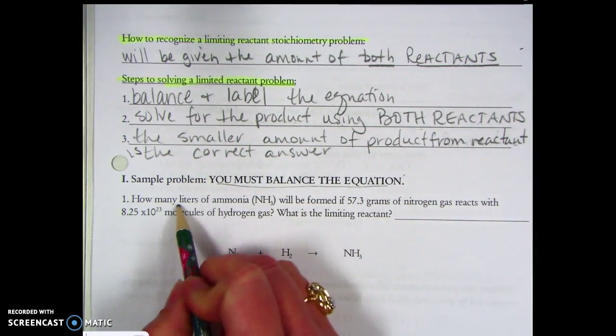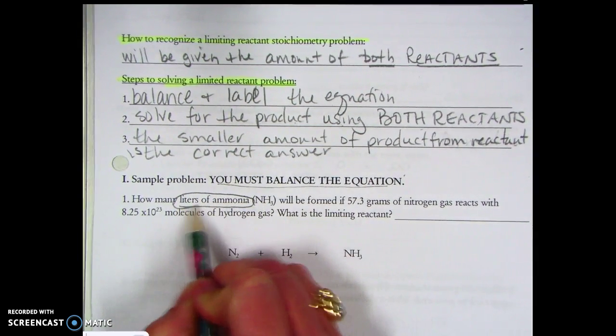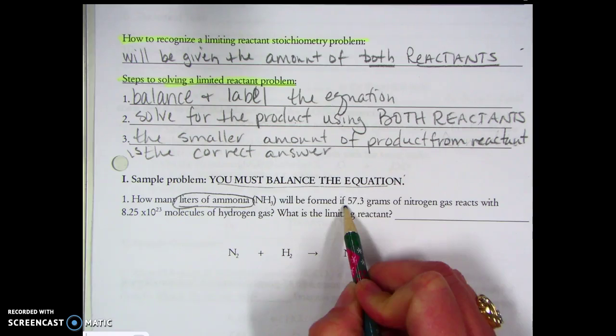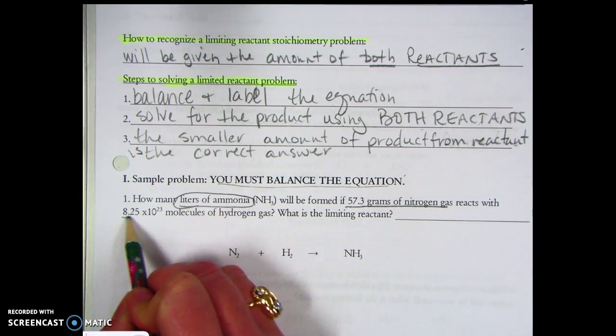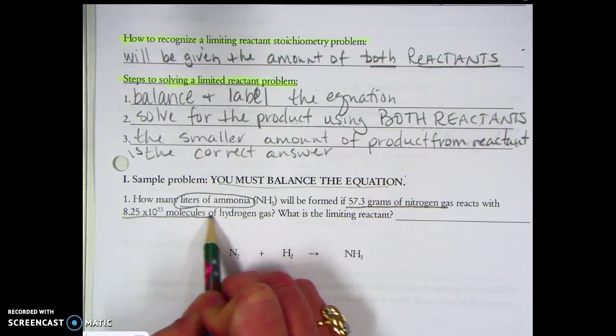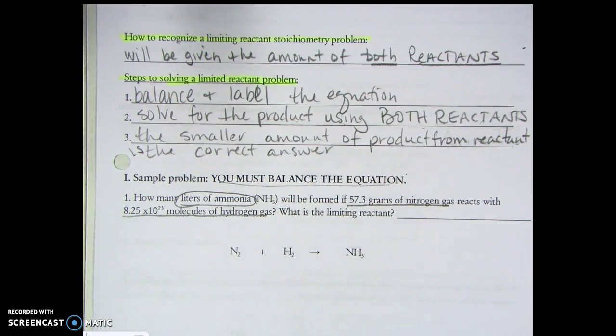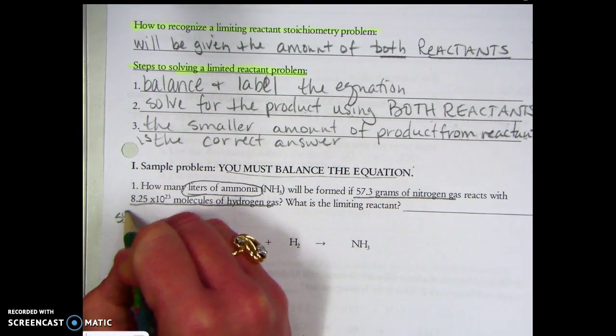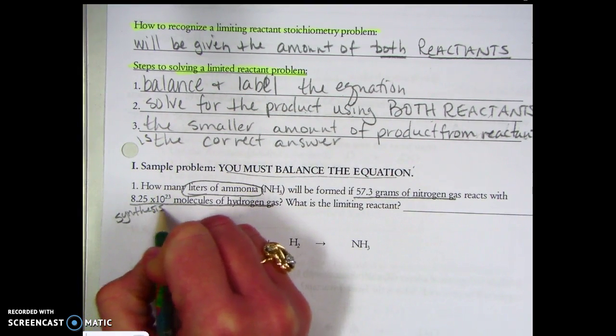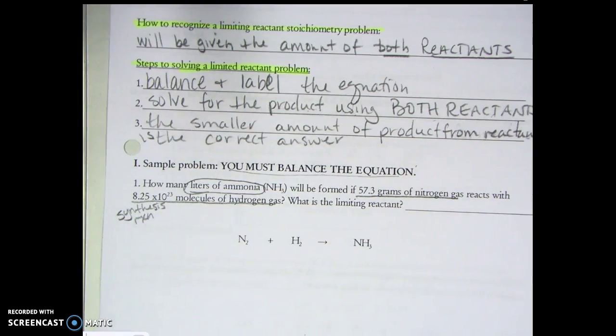So how many liters of ammonia will be formed if 57.3 grams of nitrogen gas reacts with 8.25 times 10 to the 23rd molecules of hydrogen gas? So remember, this is a synthesis reaction because you will be asked to note it.